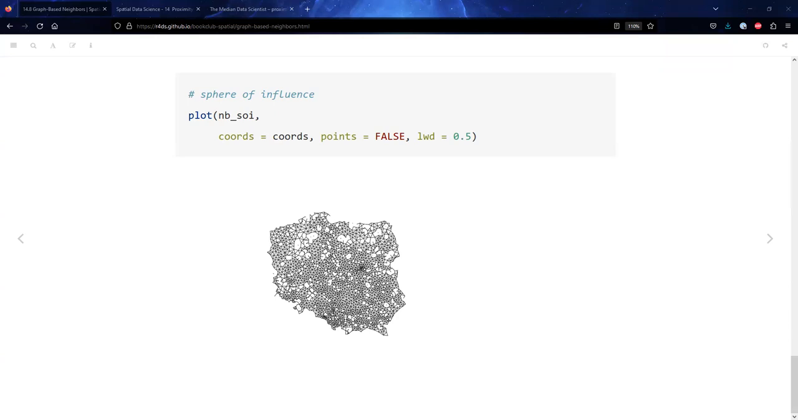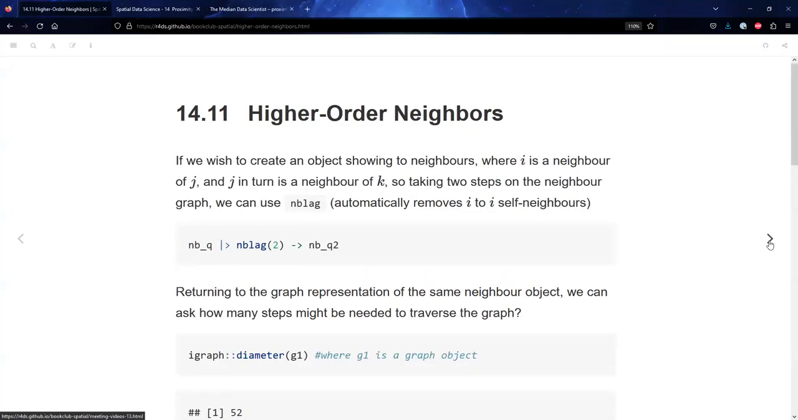Actually, when we think about the higher order of the neighbors, as far as I remember, it is about first order, or maybe second order, third order, et cetera. Assuming we have a polygon and we only have a rook neighbor, then when we talk about the first order, if we look at the neighbors of the center polygon, this one and this one are going to be the first order of the neighborhood. That means they are directly adjacent to that center polygon, right?